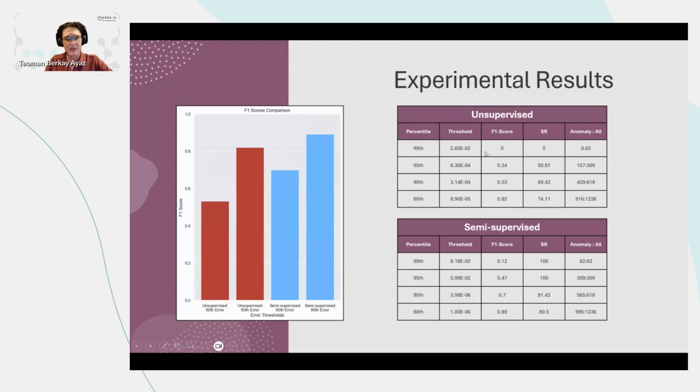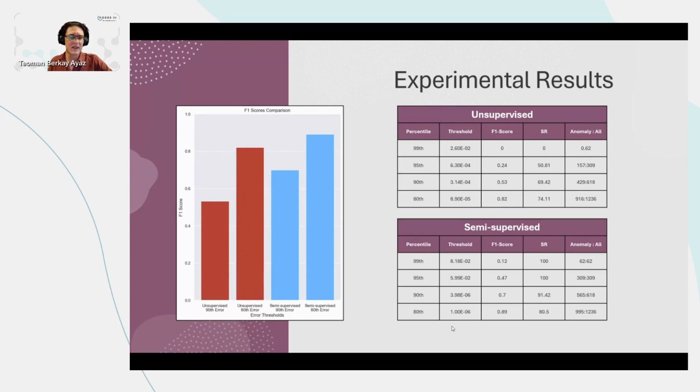When we look at the 99th percentile point, the fully unsupervised model detected no anomalies above this point, whereas the semi-supervised model detected only anomalies above this point. And then as we progress below, we can see that the scores become very close at the 80th percentile with only a 0.07 difference in F1 score and a 6% difference in the success rate.